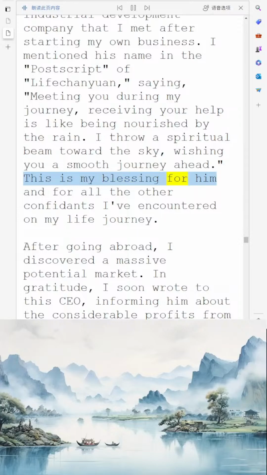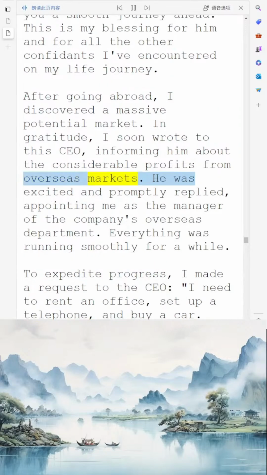This is my blessing for him and for all the other confidants I've encountered on my life journey. After going abroad, I discovered a massive potential market. In gratitude, I soon wrote to this CEO, informing him about the considerable profits from overseas markets. He was excited and promptly replied, appointing me as the manager of the company's overseas department.